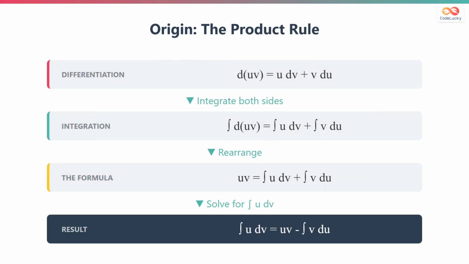Where does this formula come from? It is literally just the product rule from differentiation, rearranged. If we start with the derivative of u times v, integrate both sides, and shuffle the terms, we arrive at our integration by parts formula. It is not magic, it is just algebra applied to calculus rules you already know.